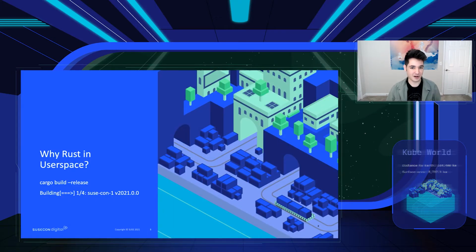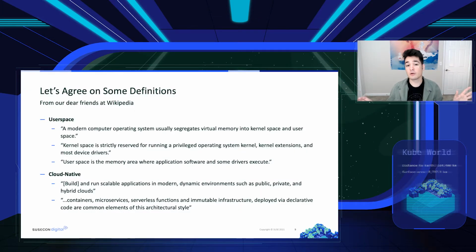So first things first, let's talk about why Rust in Userspace, specifically for cloud native use cases. And you can see there on the bottom, I put the cargo build release in the format of the 4, so whatever. Okay, so by the title of the slide, you might be thinking, oh man, this guy probably went to a liberal arts university, and you would be correct. I love semantics. So let's agree on some definitions from Wikipedia.